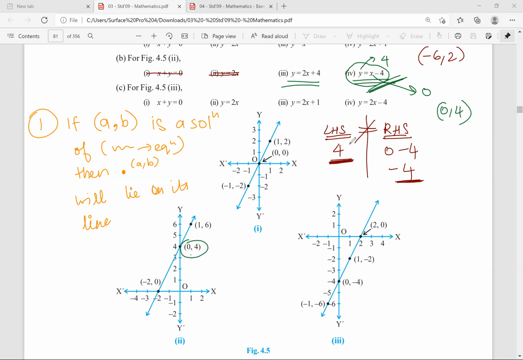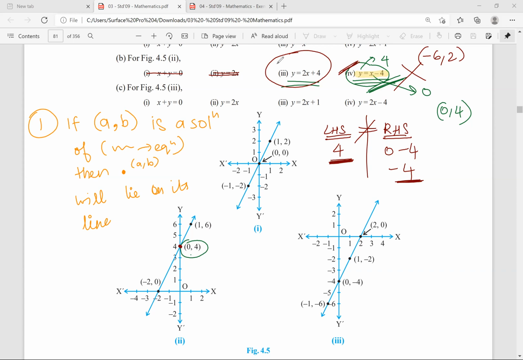Yes. Okay, so now we see that 0, 4 does not satisfy this equation. That means this equation is not the graph of this line, because we can see that 0, 4 is lying on this line, right? It's lying on the graph. So this is not going to be the right option. That means we are left with only one option, which is option number C, the third option. So that has to be the right one.